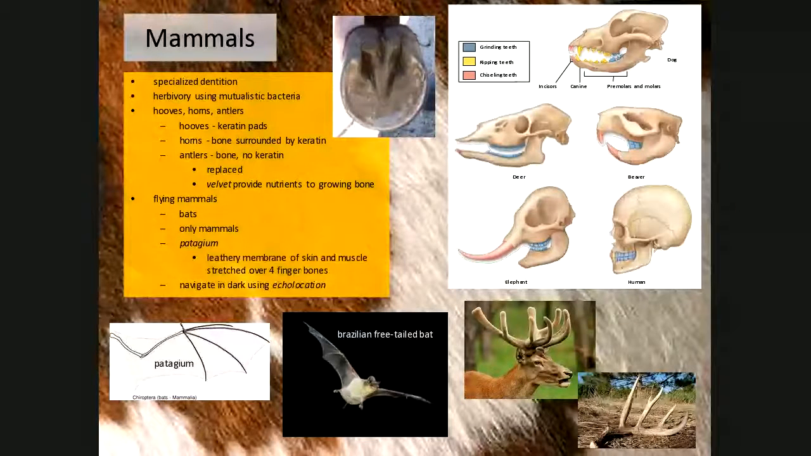Another characteristic of mammals is the fact that we've made use of this mutualism that can occur with bacteria, so that we can consume things that normally we couldn't, especially among the grazing animals, the cows. They have those bacteria that live in their stomach that allow them to digest cellulose.